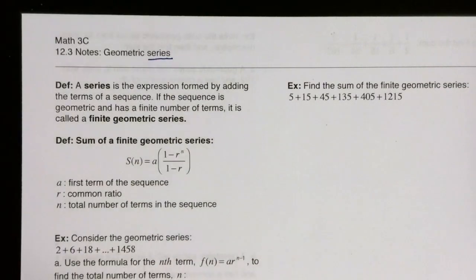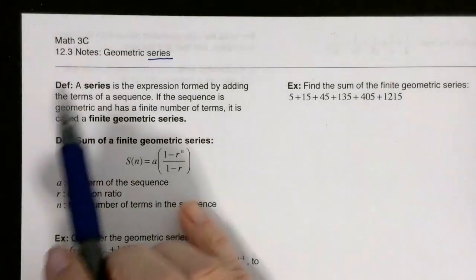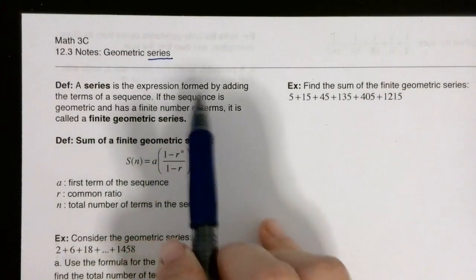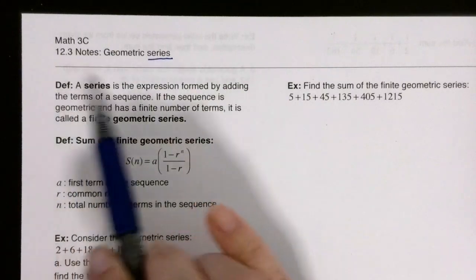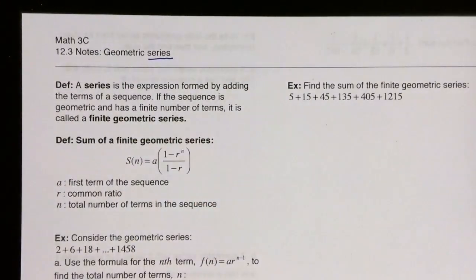Okay, so today is a geometric series. So what the heck is the difference between a series and a sequence? Well, a series is the expression formed by adding the terms of a sequence. So if the sequence is geometric and has a finite number of terms, it's called a finite geometric series.